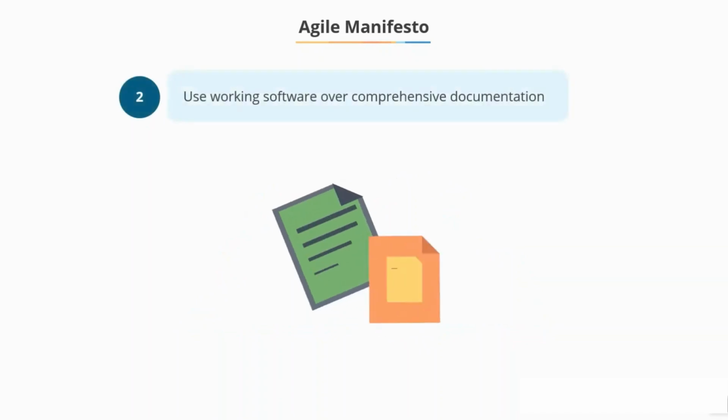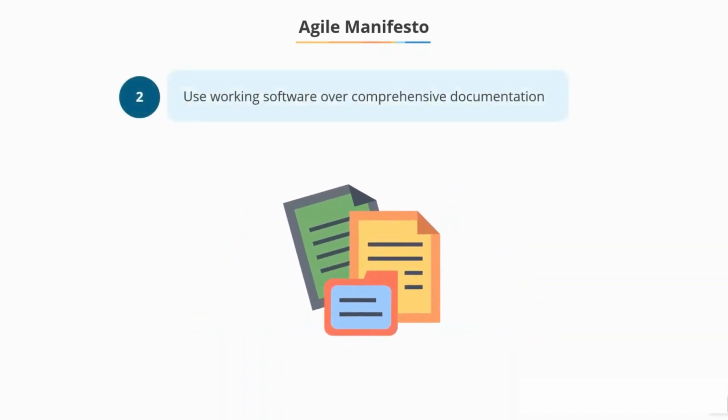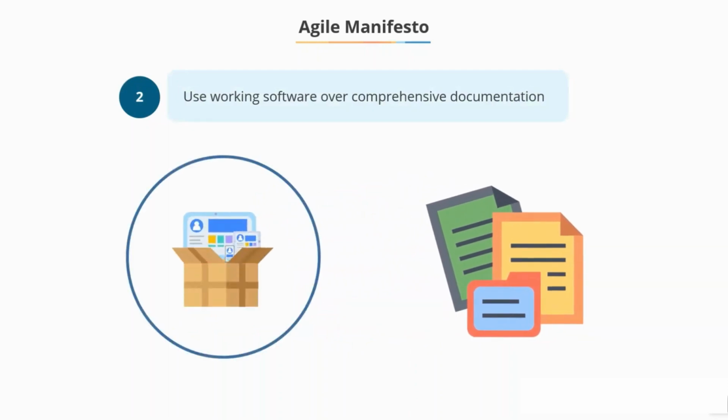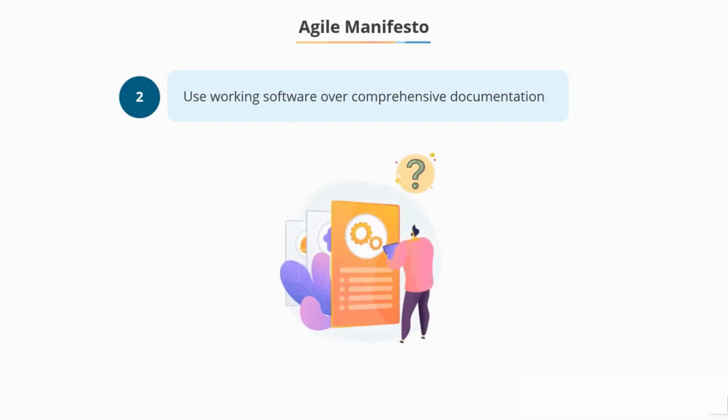Having comprehensive product documentation is certainly important. However, having a working product is much more important. You cannot release a product without accompanying documentation, but the documentation is not valuable at all unless it is accompanied by a product that does the job.